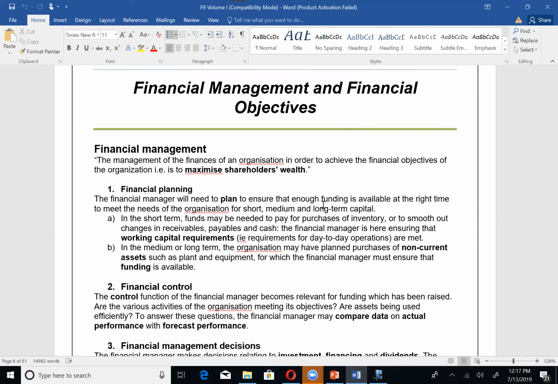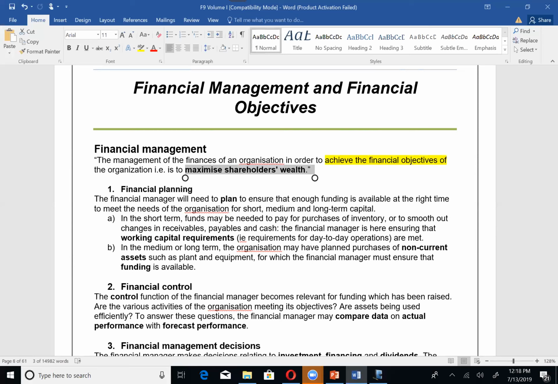Now, next, students, financial management is the management of finances of an organization. Why? The target is to achieve the financial objective. This is very important: the purpose is to achieve the financial objectives of the organization. And what is that objective, students? That is the maximization of shareholders' wealth. So financial management's purpose is to maximize shareholders' wealth.